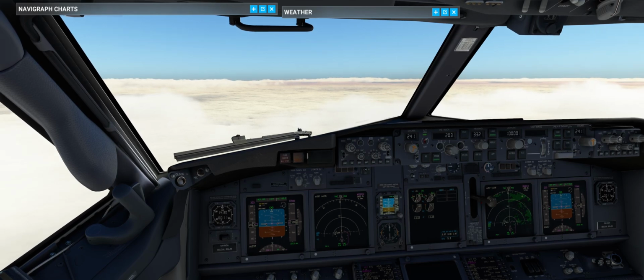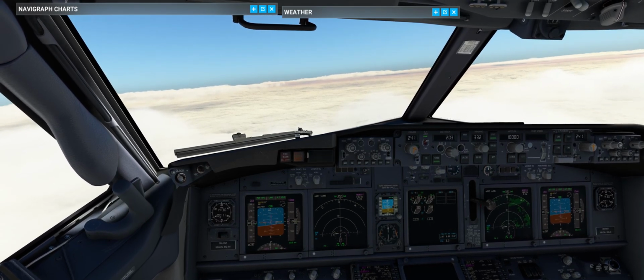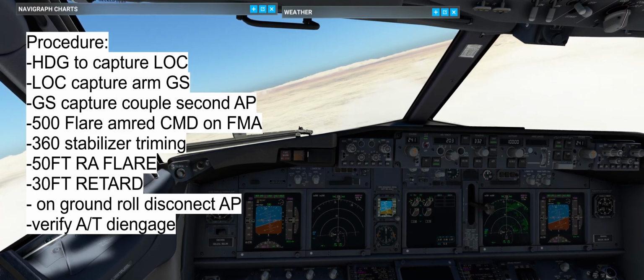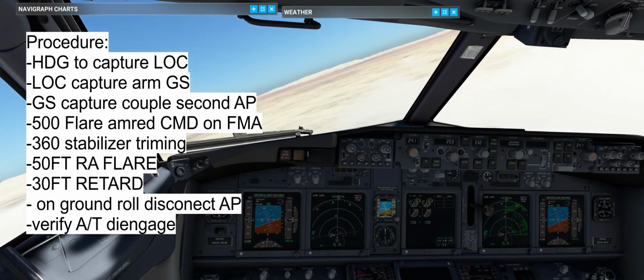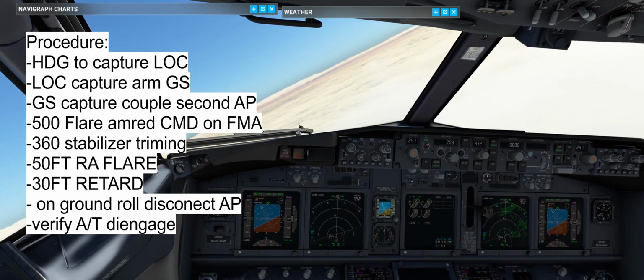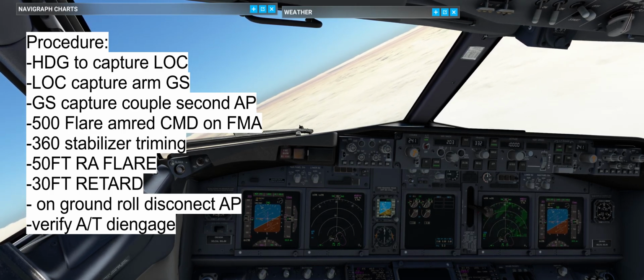And what is the proper sequence? The proper sequence is fly with the heading to capture the localizer, then put the R mode, and as soon as we capture the glide slope, we put the missed approach altitude, missed approach heading, and we couple the second autopilot. Within the 500 feet we should have flare arm command on our FMA.